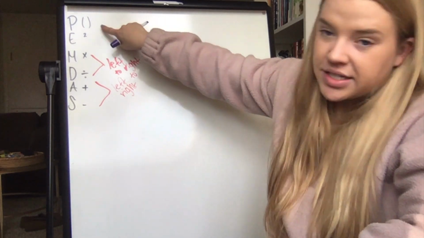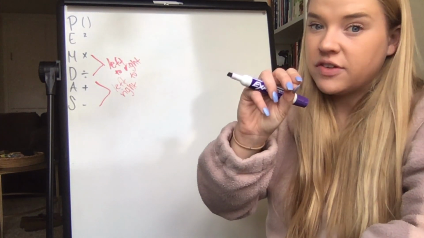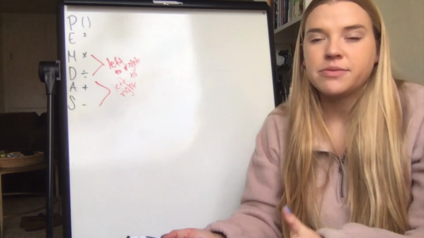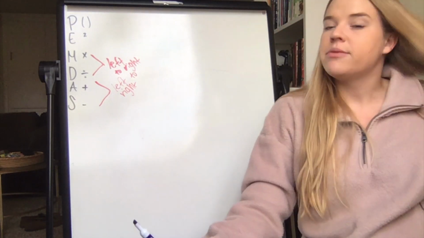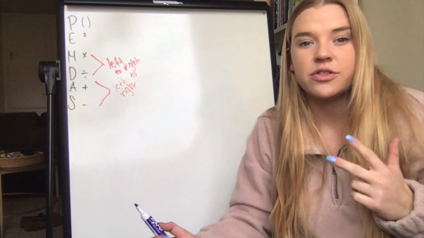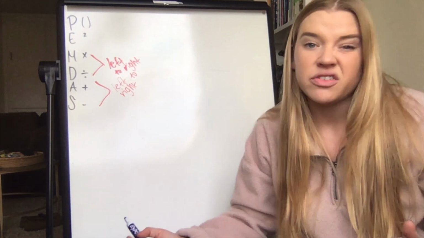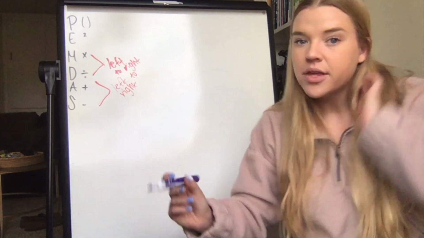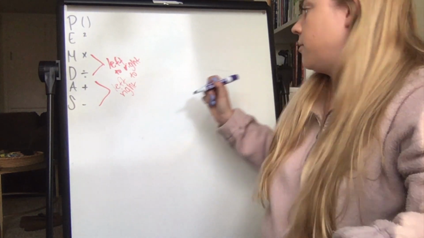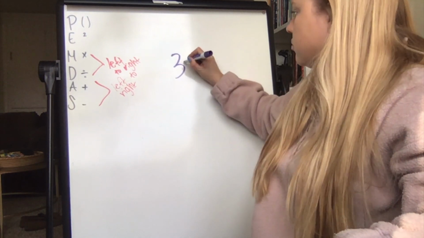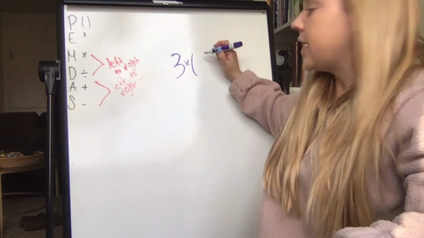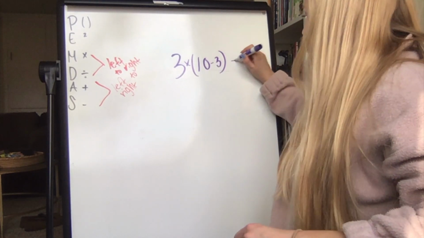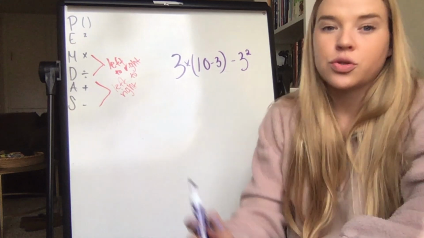That would be parentheses, exponents, multiplication and division, which stick together, and then addition and subtraction, which stick together. We've talked about this in my class. The way that I remember PEMDAS is please excuse my dear Aunt Sally. There are a lot of different ways you can remember it, so whatever works for you, use that. But how you'd actually see a PEMDAS problem: I'm going to write one out. 3 times (10 minus 3) minus 3 squared.